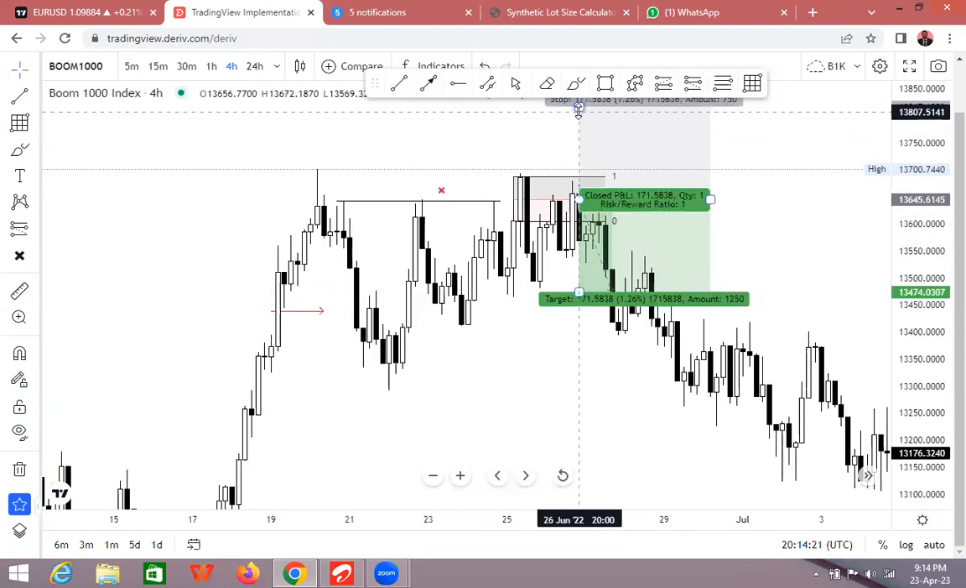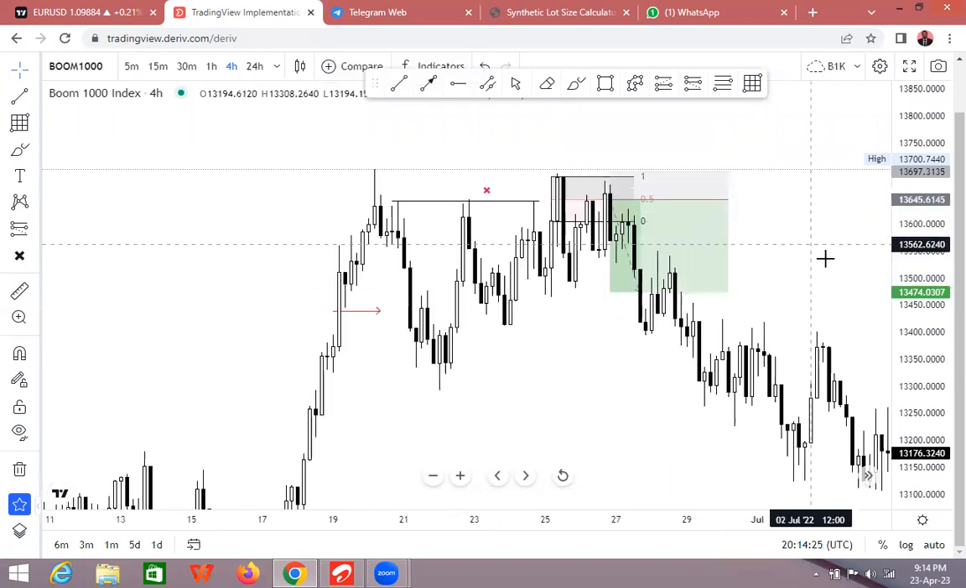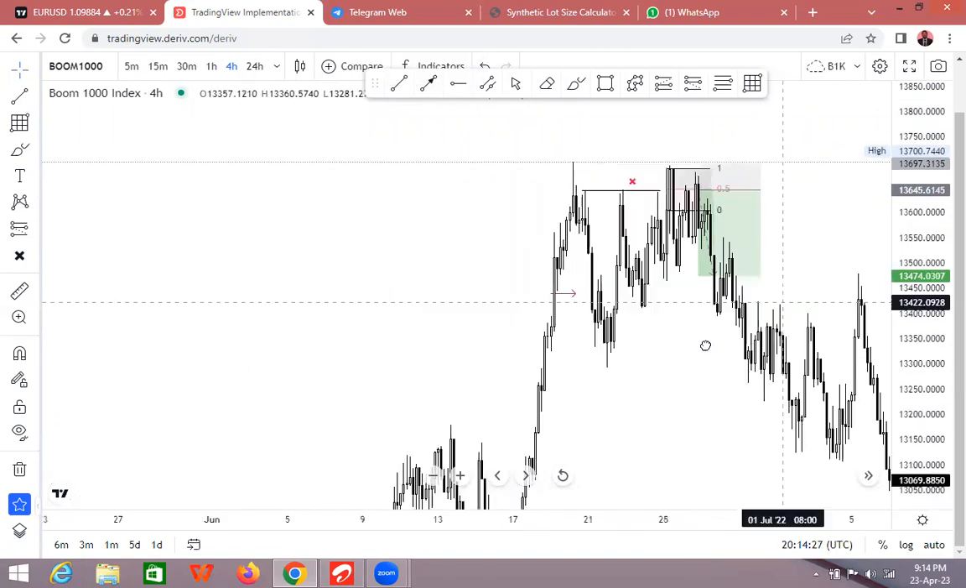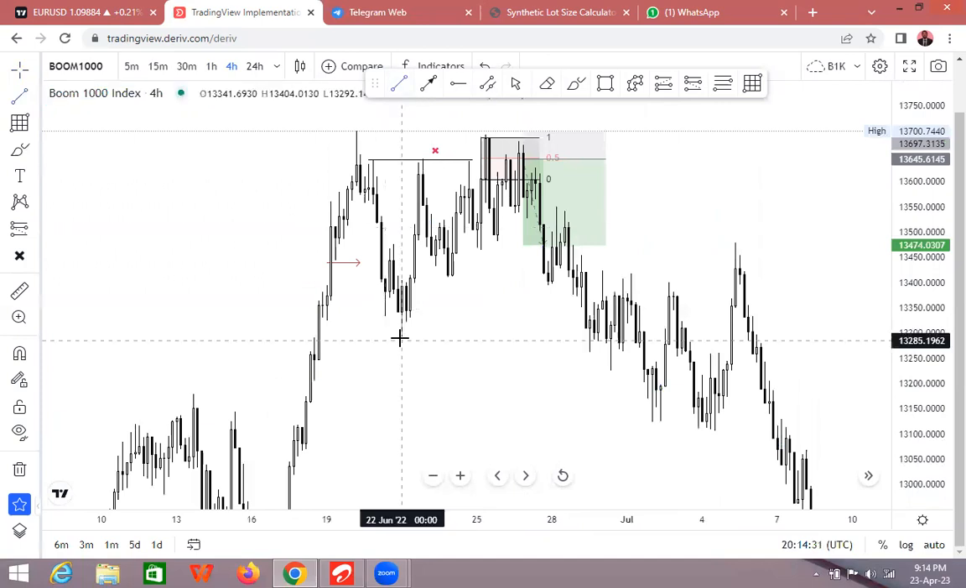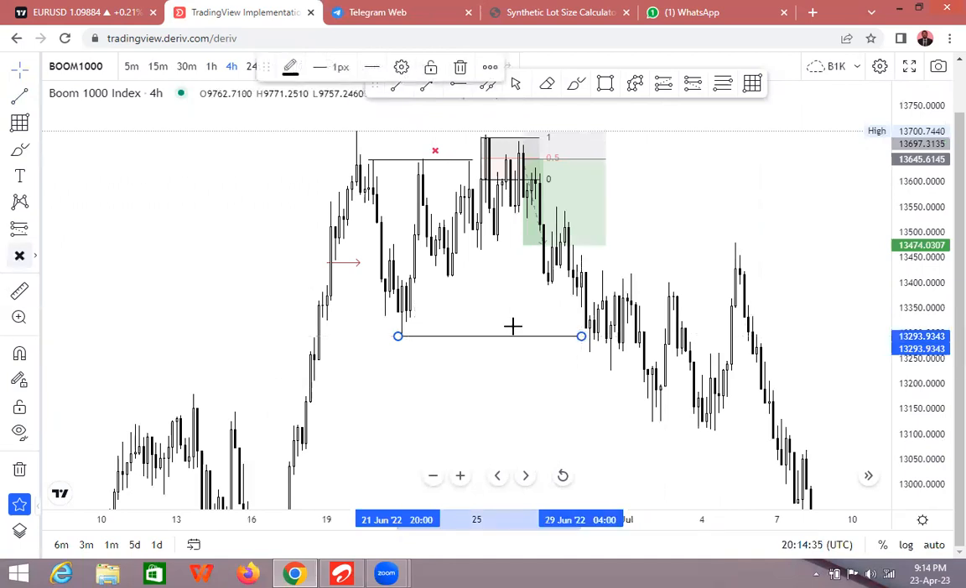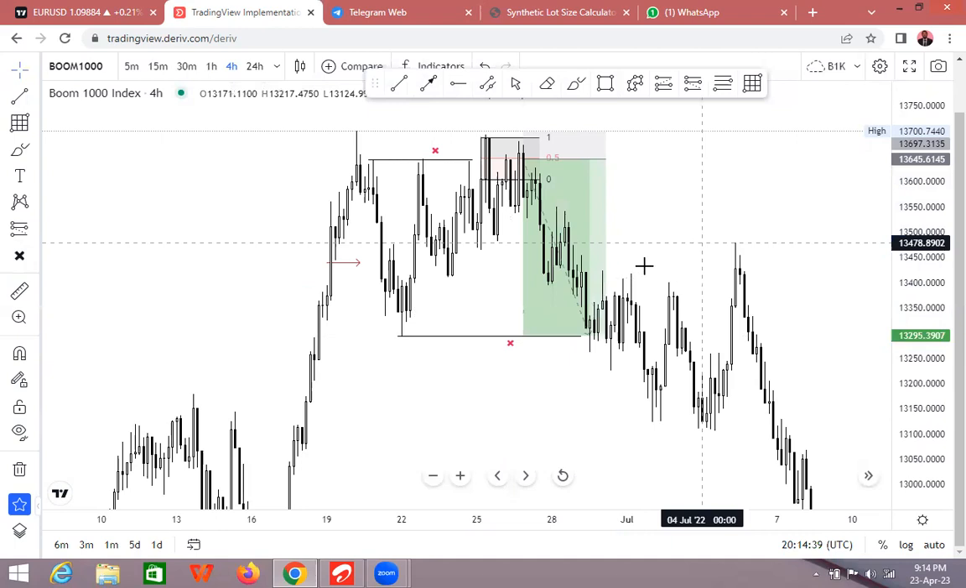Then stop loss at the highs. That's 51 pips. It's still too big for us in the smart money. Then where would be your target? First target, this low, because this is now liquidity to be taken as target. So first target, that was a 1 to 6.